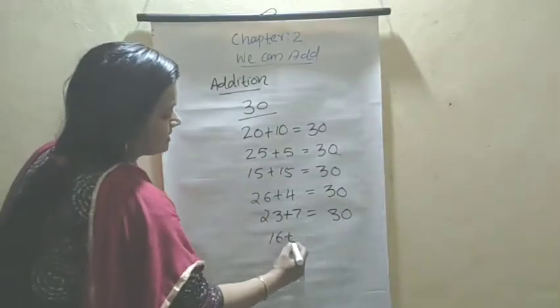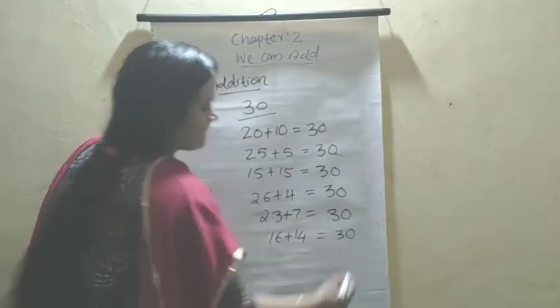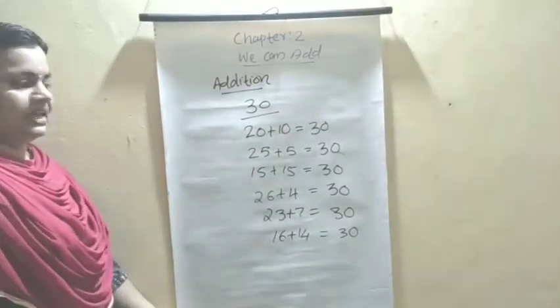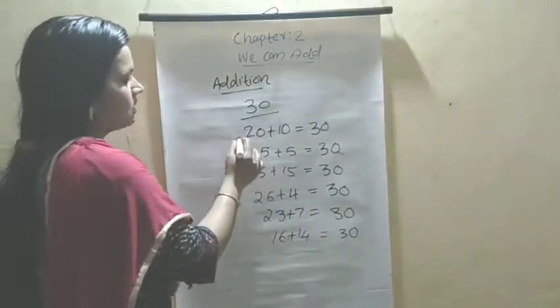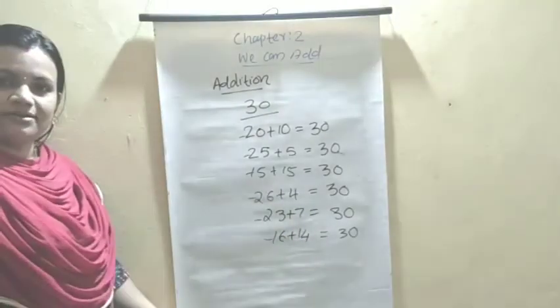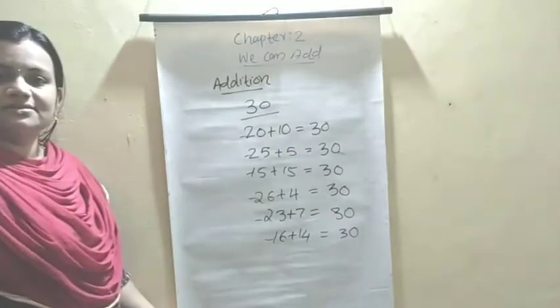Then 16 plus 14. What is the answer? 30. Then how many pairs can we make? 1, 2, 3, 4, 5, 6. 6 pairs. This way we can make so many pairs.